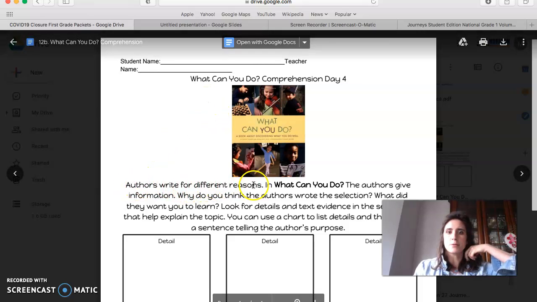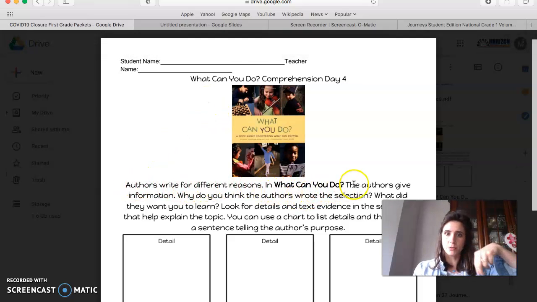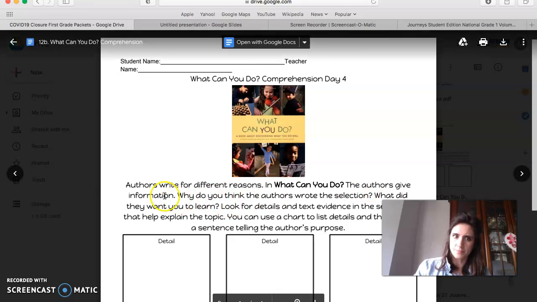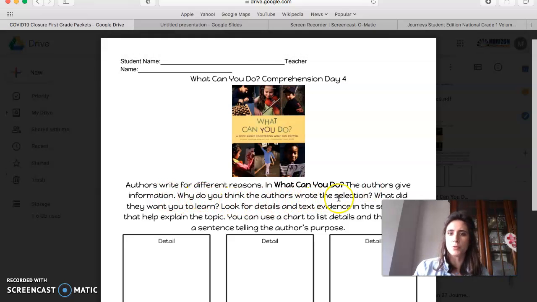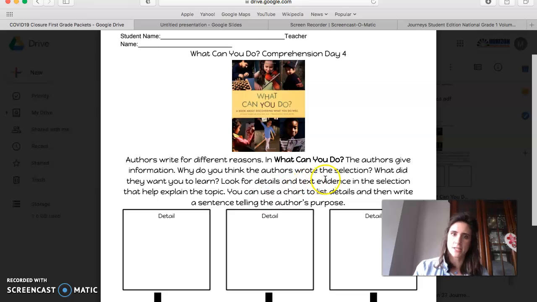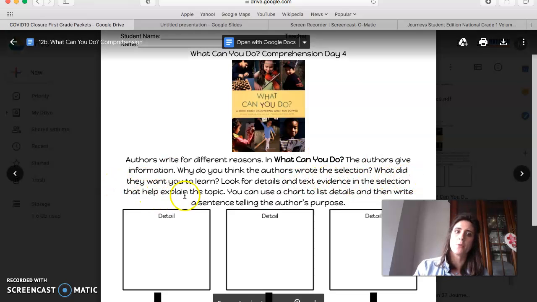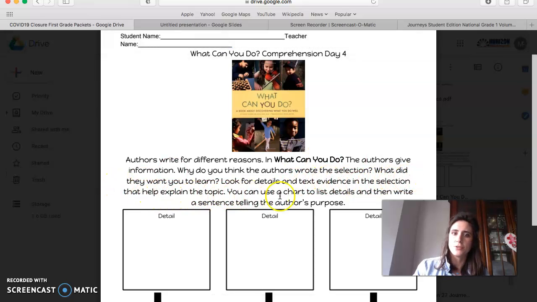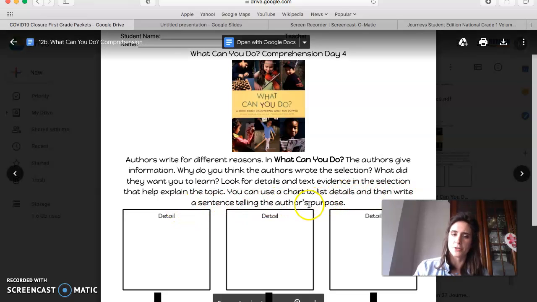Authors write for different reasons. In what can you do? The authors give information. Why do you think the authors wrote this selection? Why do you think they wrote the book? What did they want you to learn? Look for details and text evidence in the selection that help explain the topic. You can use a chart to list details and then write a sentence telling the author's purpose.